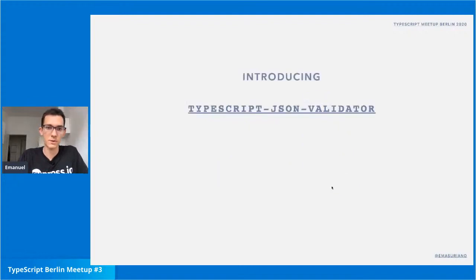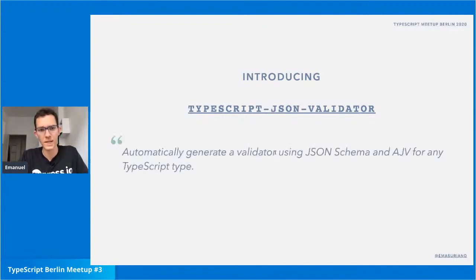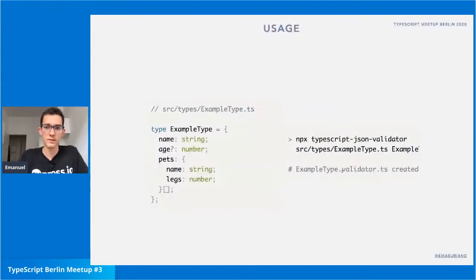So I want to introduce to you a tool that I found. It's an open source library called TypeScript JSON Validator. The description of it is: you can automatically generate a validator using JSON schema and AJV for any TypeScript type. And I want to give a huge shout out to Forbes Lindesay for building this tool. I didn't build it. I just found it out there. And I think it's amazing. More people should use it in case you are using a TypeScript project. And let's see how it works.